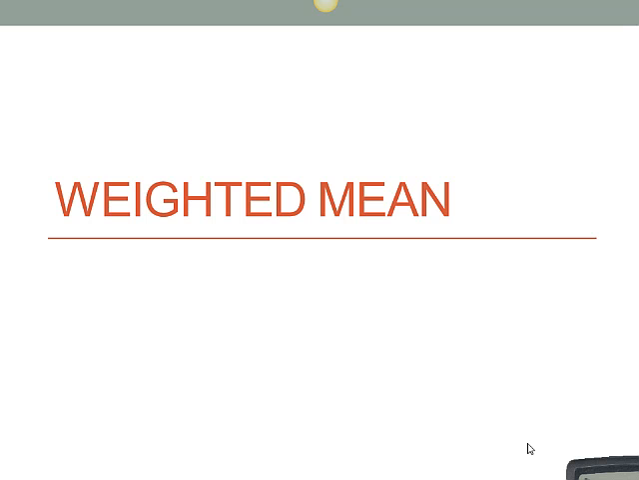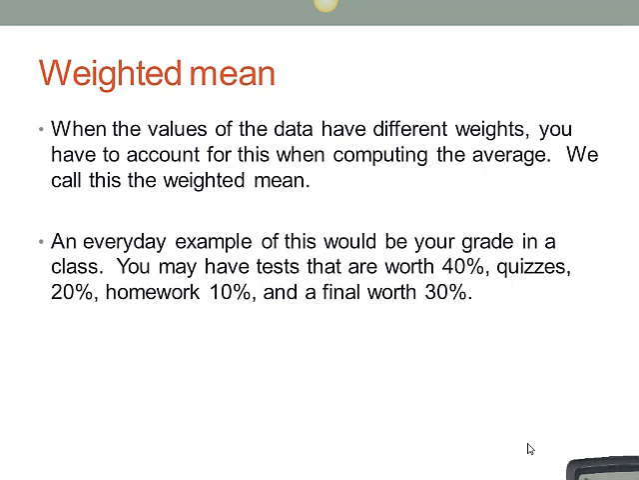Okay, in this lesson we're going to look at the weighted mean. When values of the data have different weights, you have to account for this when computing the average, or the mean, and we call this the weighted mean. Simple enough. An everyday example of this would be your grade in a class.